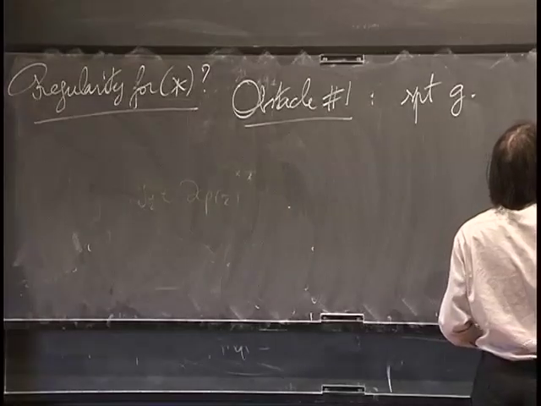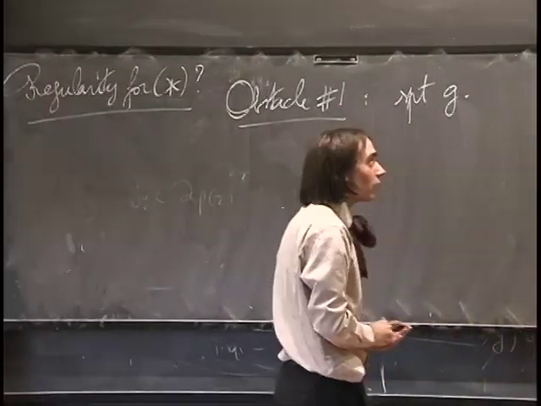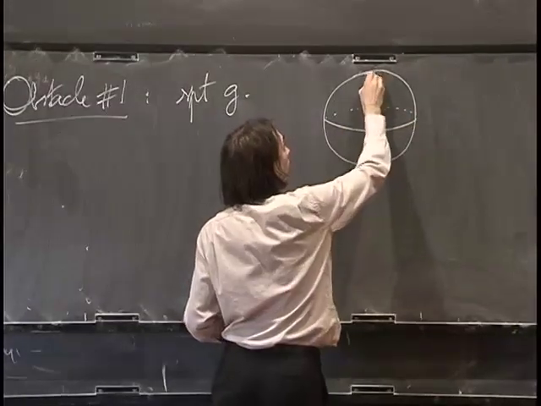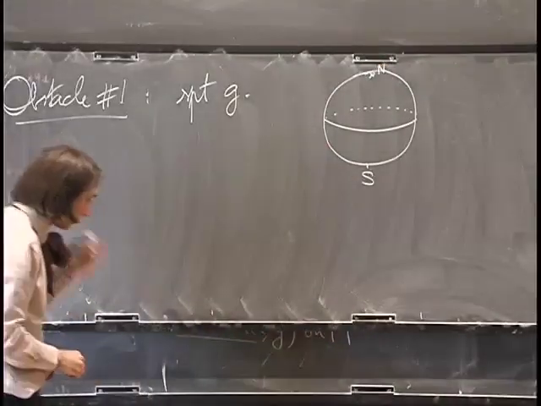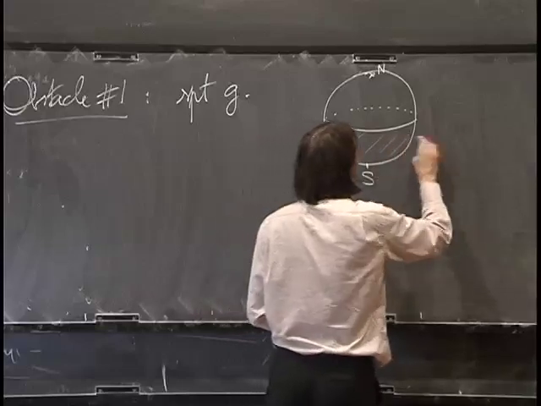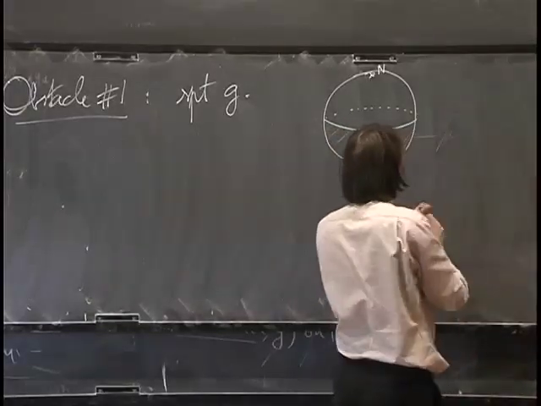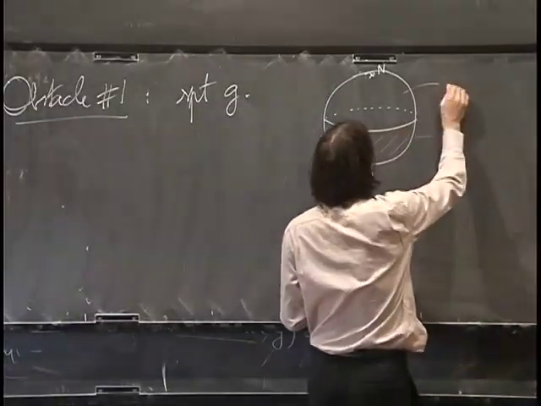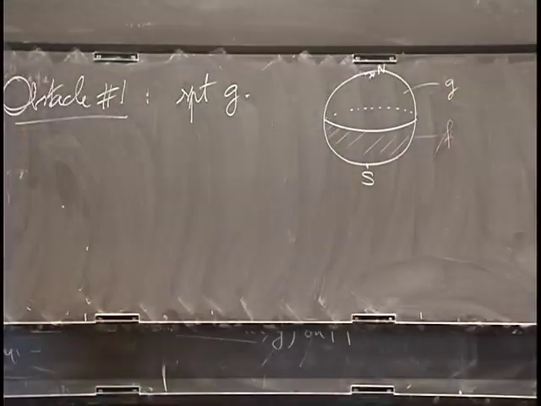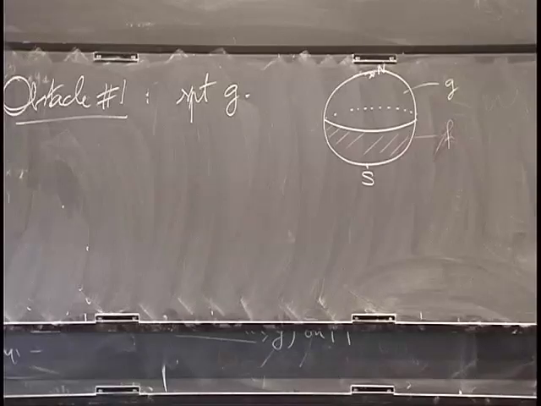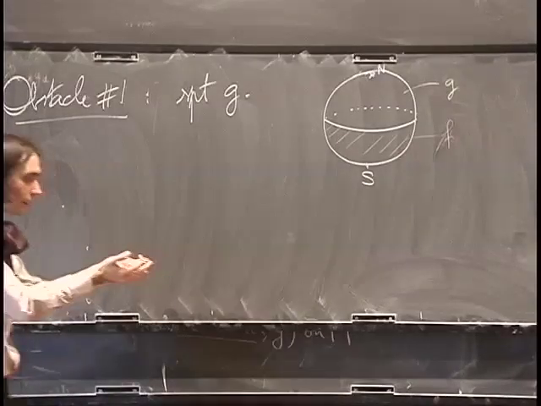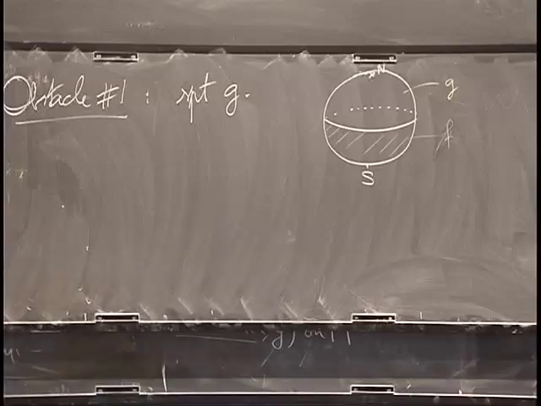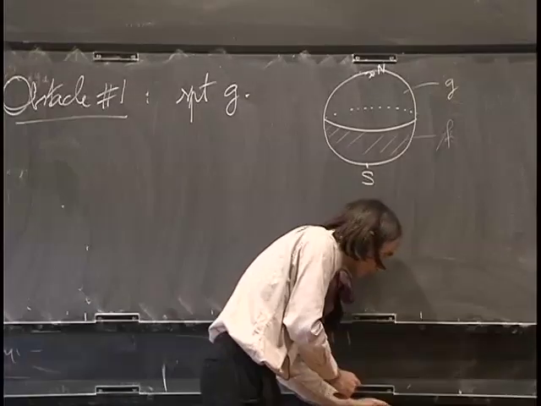So let's consider this example. My manifold is just a sphere. So I cut it in two hemispheres. Here's my south pole, here's my north pole. And this is mu, so f if you wish. It's uniformly distributed on the south hemisphere. And g is uniformly distributed on the north hemisphere. So what do you think the optimal transport will look like? Transporting this hemisphere to that hemisphere. Emmanuel, you have a guess? Or whoever wishes to try.